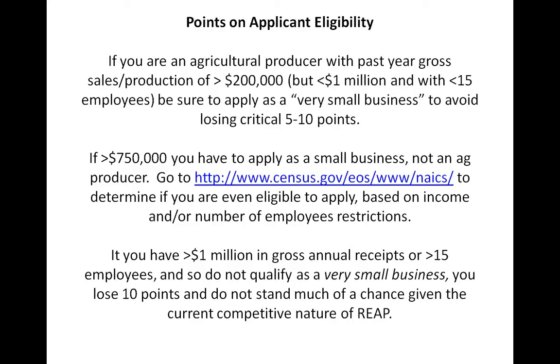Now, if you go over $750,000, of course you are what you are, and what you did the past year, that's what you are, and you have to live with it. But if your last year's gross income was greater than $750,000, then you have to apply as a small business. You cannot apply as an ag producer. All of the ag categories are established by SBA, and the maximum allowable income is $750,000 for you to even apply for the REAP grant as an ag producer. So you have to apply as a small business.